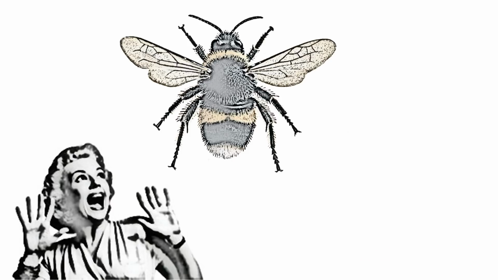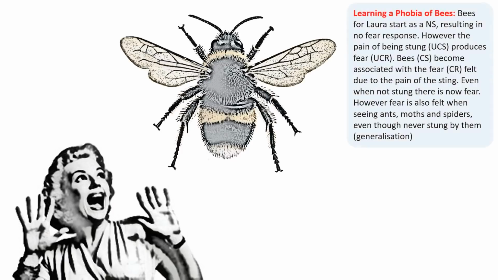So let's break this down into a scenario. I can imagine it's quite likely that in a real exam, you might get a scenario of someone with a phobia and be asked to break down how they developed it, how they maintained it. So this is Laura and she has a phobia of bees. When she was very young, Laura wasn't afraid of bees at all. She used to quite often play with them in the garden and try and attract them with jam. Bees for Laura start as a neutral stimulus, resulting in no fear response at all.